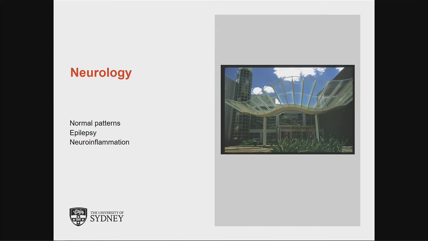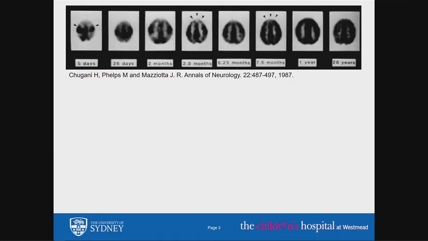You can't escape without talking about normal patterns of cerebral FDG uptake during childhood, epilepsy, and something that's on the horizon, hopefully, that could potentially help a lot of patients, which is not just FDG PET, but other PET tracers in pediatric neuroinflammation.